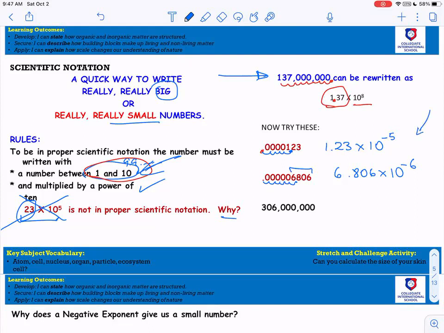Now, if I put a big number and I'm going to the left, then I don't have negatives on the powers of 10. So for this big number, I've got to do what I just did over here. I'm going to have the decimal over here and I'm going to move 3, 6, 7, 8 places to the left. So it's going to be 3.06 times 10 to the 8. Make sense? I hope it makes sense.